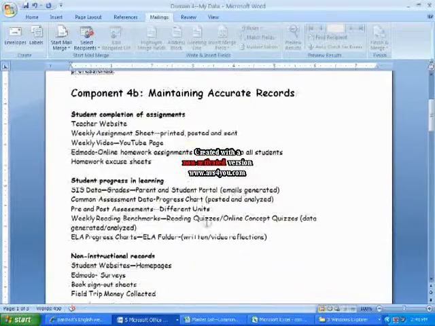Okay, taking a look at domain number 4. We're starting with 4B, maintaining accurate records. All right, student completion of assignments. Let's get right to it.